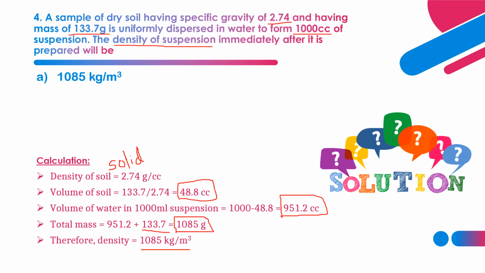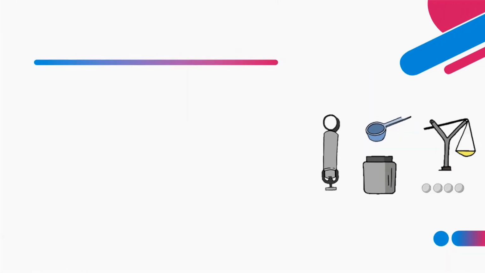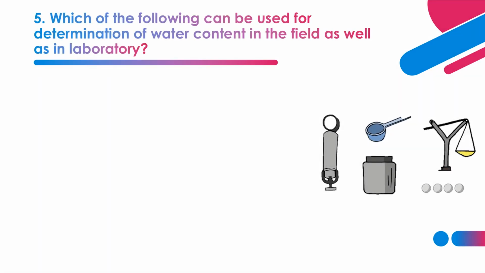Now let's move on to the fifth question. Which of the following can be used for determination of water content in the field as well as in laboratory? There are many types of laboratory methods that are used to determine water content, and one of the methods can be used in field as well as in laboratory. What is that method? You can refer to this diagram also as a clue or hint to give the correct answer.